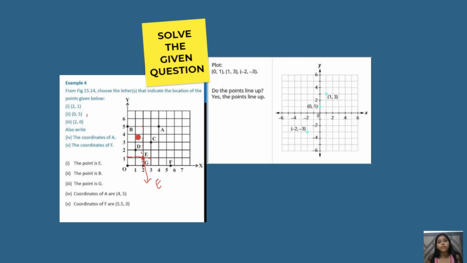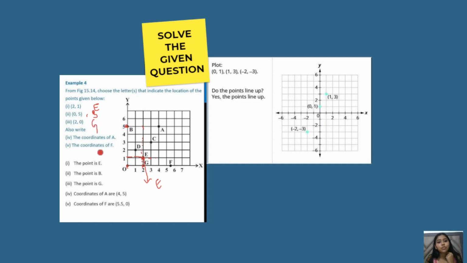Okay, 0 comma 5. So 0 is this only, and 5 is for the y coordinate. So y coordinate 5 is this only. So basically they meet at this point. So the next is B, this is E, right? So the next is 2 comma 0. 2 is this and 0 is this, so this is the point. It means next is G.